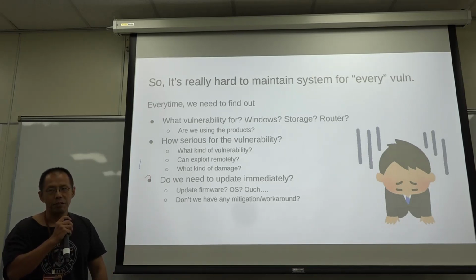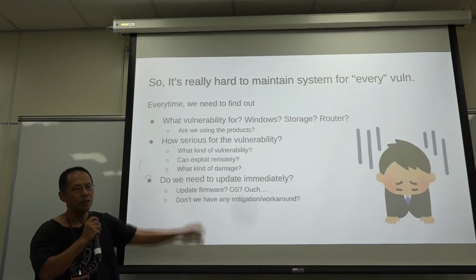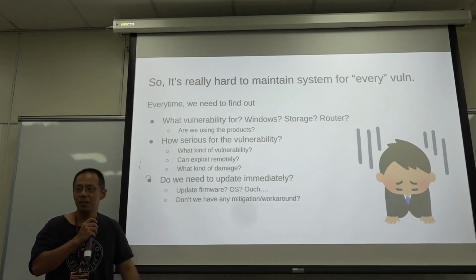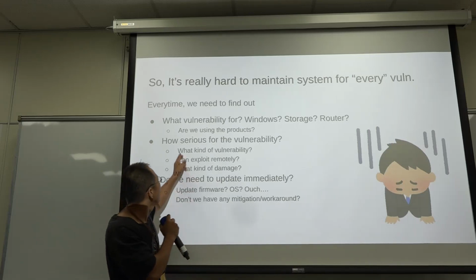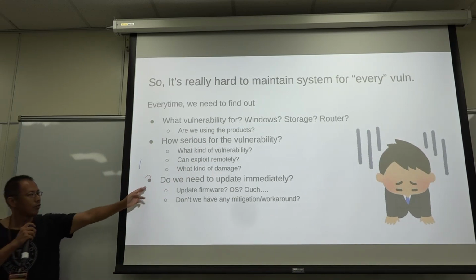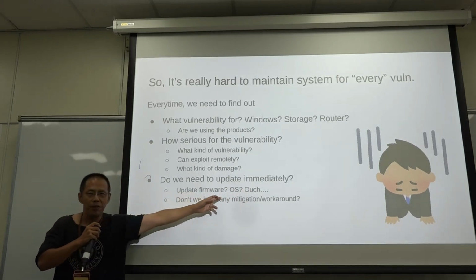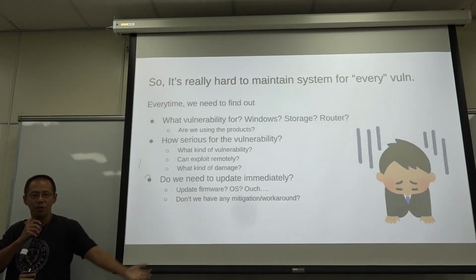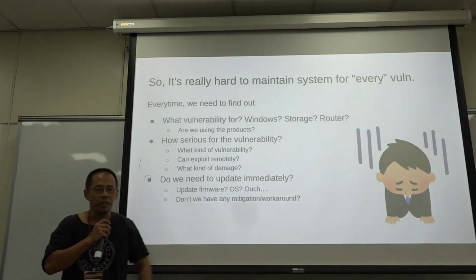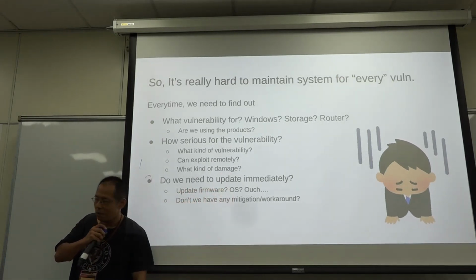It's so critical, right? But if it's a local vulnerability, even if it's critical but local, then you just need to lock the data centers or something, right? So you need to check how serious that vulnerability is, and whether we need to update immediately or not. If it's firmware, you need to reboot, or if anything happens, you need to throw away the hardware, right? Then you need to update. You need to think about those kinds of things.